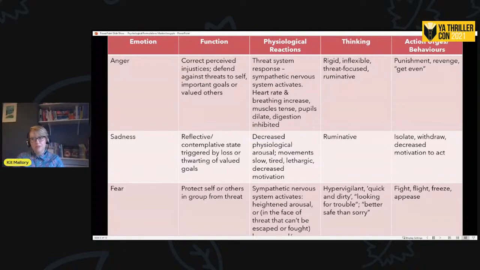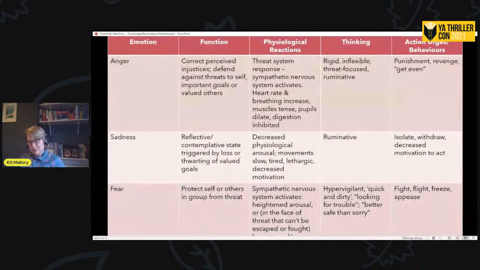Our heart rate and breathing increase, our muscles tense, pupils dilate to let more light in, and our digestion's inhibited, because we don't really want to be digesting things when we're fighting stuff or running away from it. And our thinking changes too. Think about how difficult it is to see someone else's point of view when you're really mad at them.